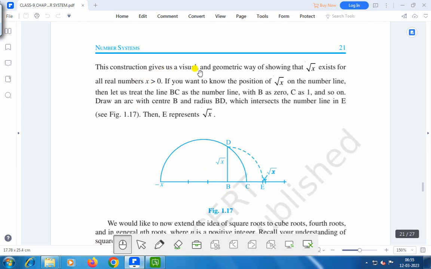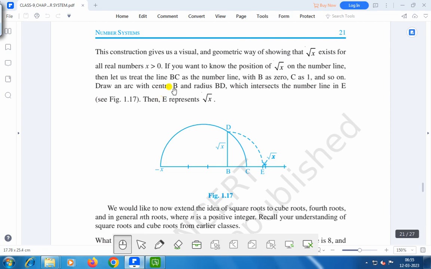This construction gives us a visual, geometrical way of showing that root x exists for all real numbers x greater than 0. We want to know the position of root x on the number line. Now let us treat the line BC as the number line with B as 0, C as 1 and so on.